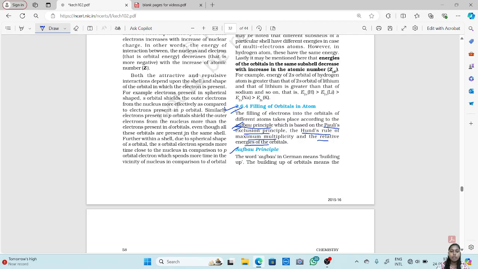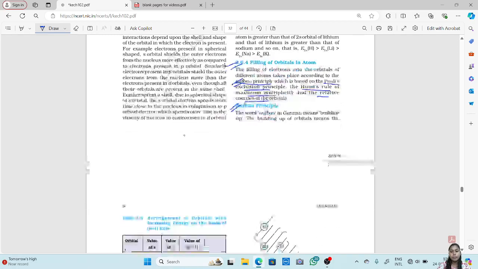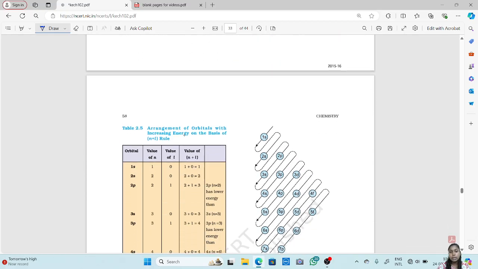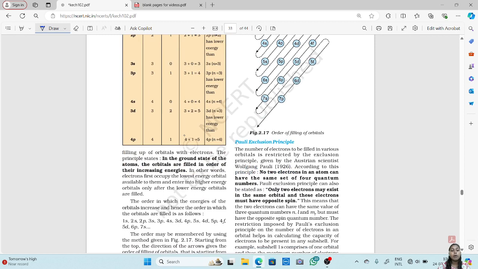Now let's start with the Aufbau principle. What does the Aufbau principle mean? The word Aufbau is German, meaning building up. Now the building up of orbitals means the filling up of orbitals with electrons. Building up here means the filling of orbitals with electrons.